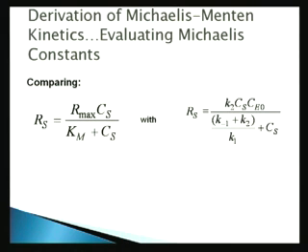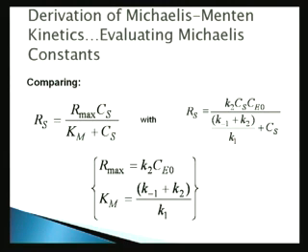So when we compare this, it's very straightforward. What turns out is, can you see what turns out? What turns out is R max equals K2 CE naught, and Km, which is known as the Michaelis constant, is K minus 1 plus K2 over K1, and R max is the maximum rate. Okay.